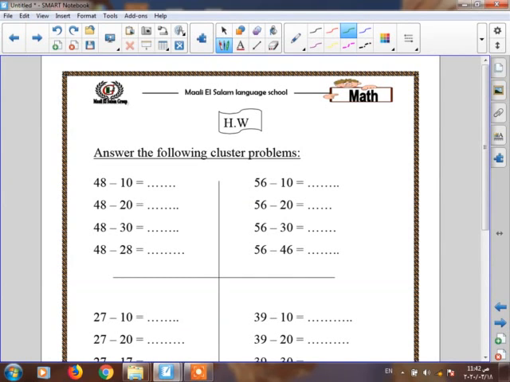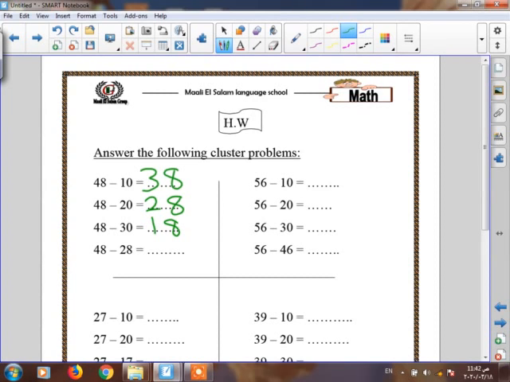The first one here, I have 48 minus 10. So what I do, I will take 1 from the tens. So the answer is 38. The next one, 48 minus 20. Again, I will subtract from the tens. So 48 minus 20 equals 28. After this, 48 minus 30. I will take 3 from the tens. So the answer is 18.